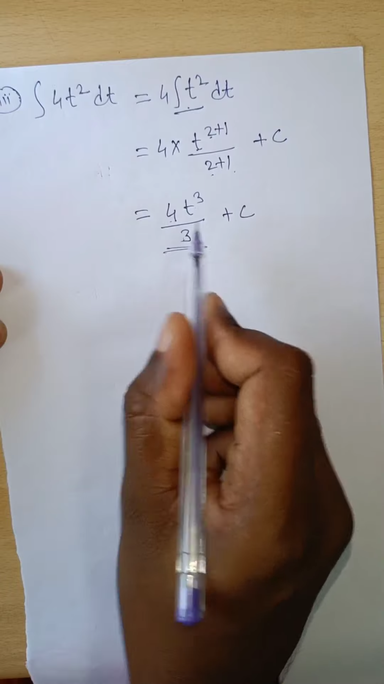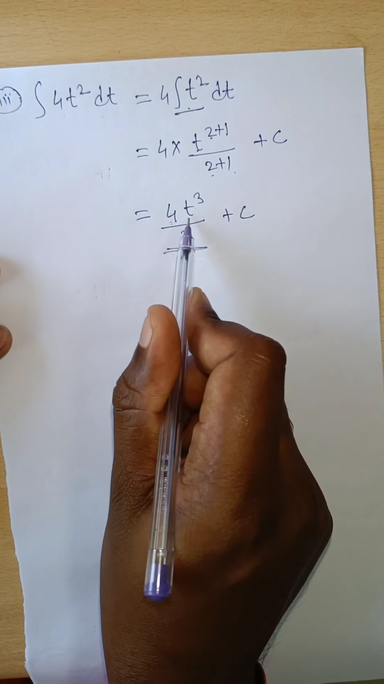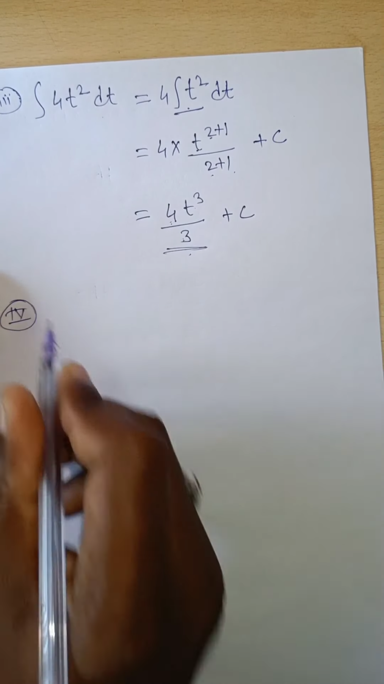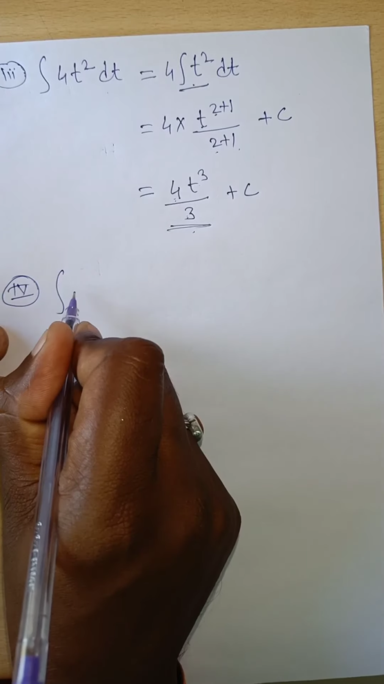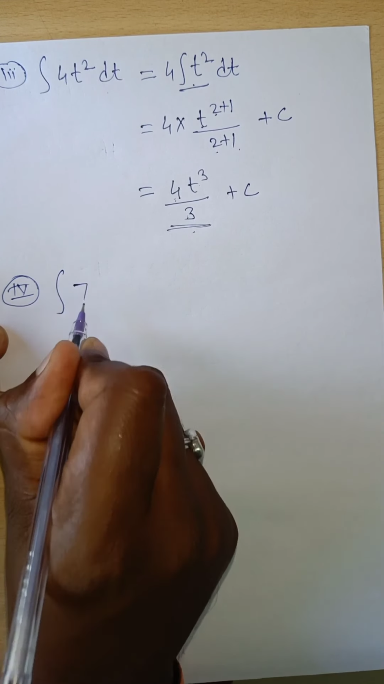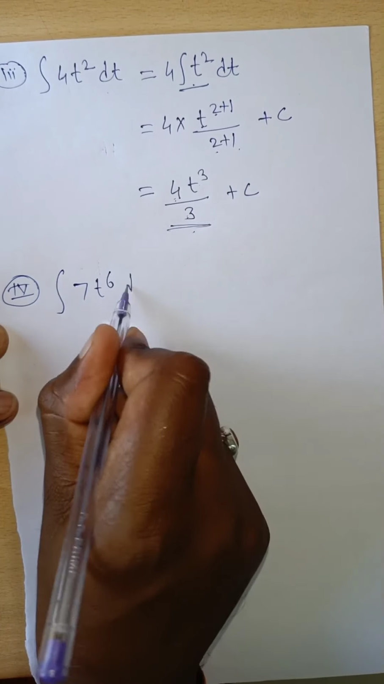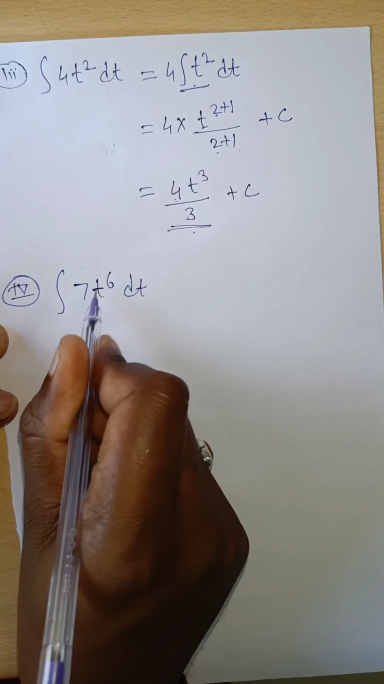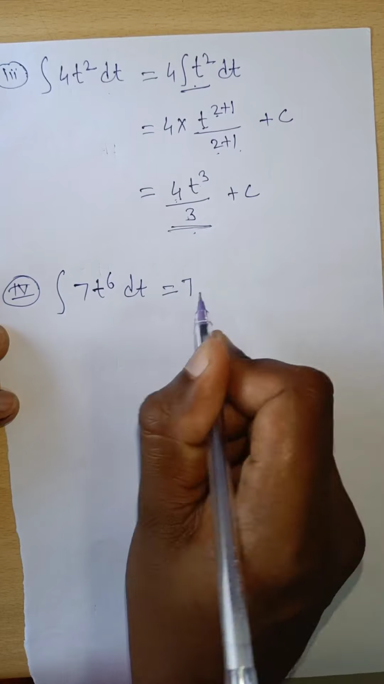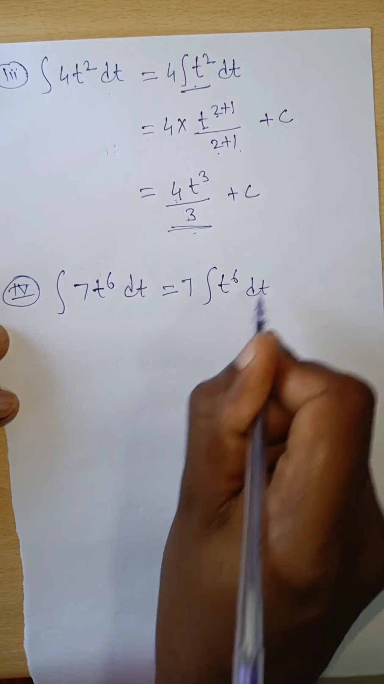Now this is the integration of 4t square into dt, which is 4t cube by 3. Now we have to see one more example. The integration of 7t to the power of 6 into dt. That is 7 into t to the power of 6 into dt. Here 7 is a common constant, therefore taking 7 outside, 7 into integration of t to the power of 6 into dt.